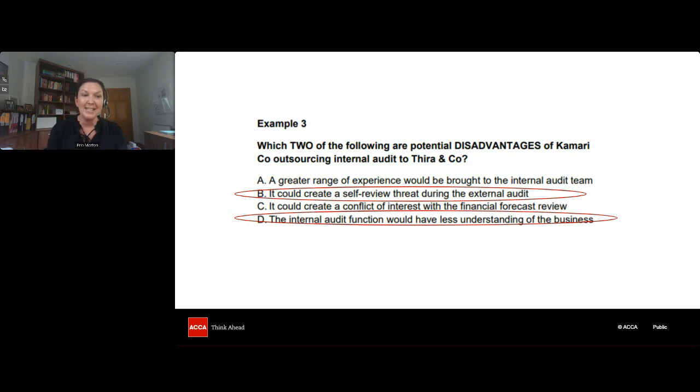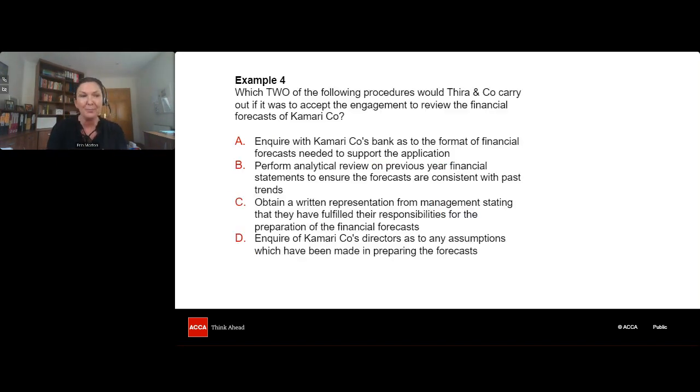And then C, creating a conflict of interest with the financial forecast review, that wouldn't be necessary. They are both non-audit services, so we wouldn't be concerned about that at all. So B and D were the correct answers for that.